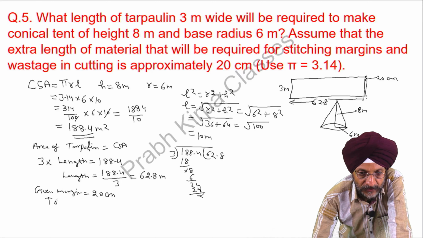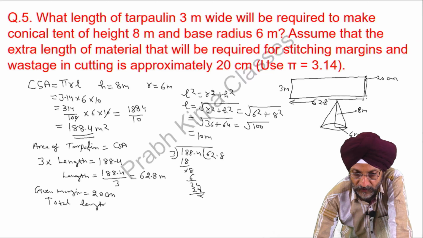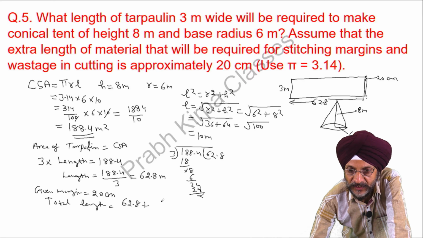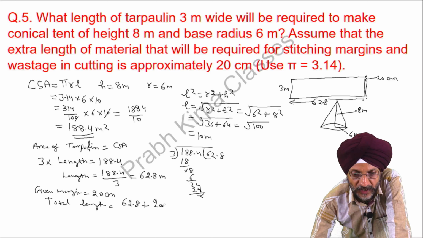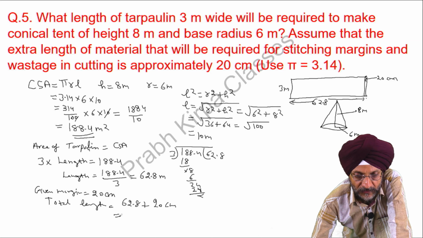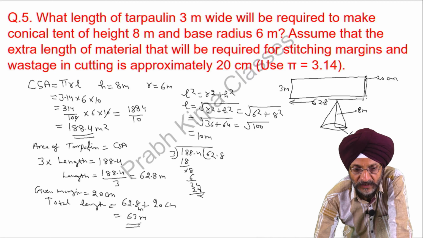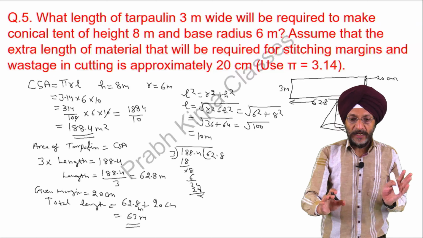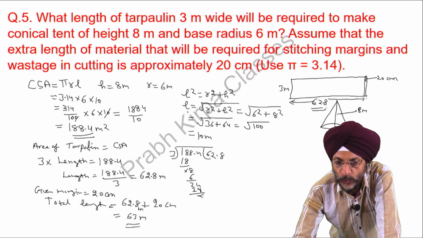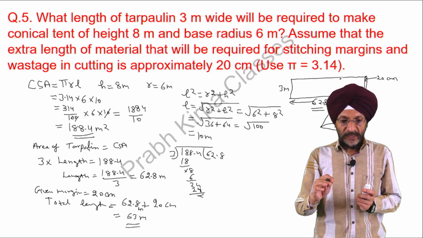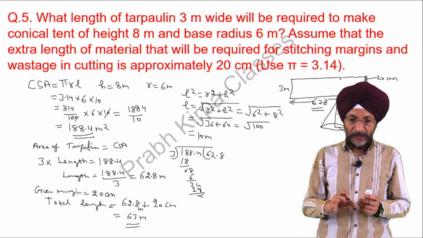So the total length is 62.8 plus the margin of 20 centimeter. When we add 62.8 meter plus 20 centimeter, it will come as 63 meter. This is the total length of the tarpaulin which is required. We have added 62.8 with 20 centimeter and we have found out the total length of the tarpaulin. So we have been able to find out the answer.